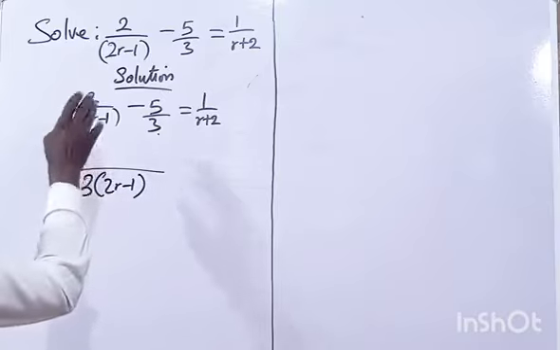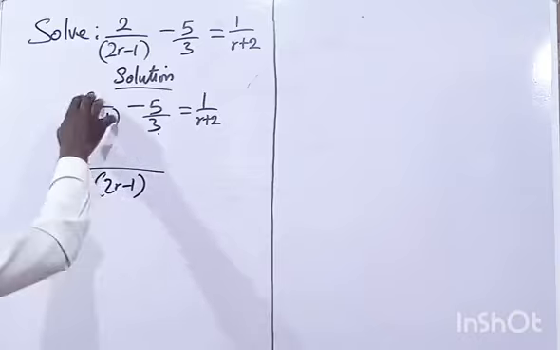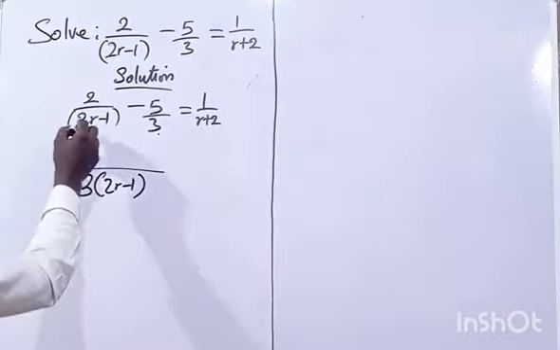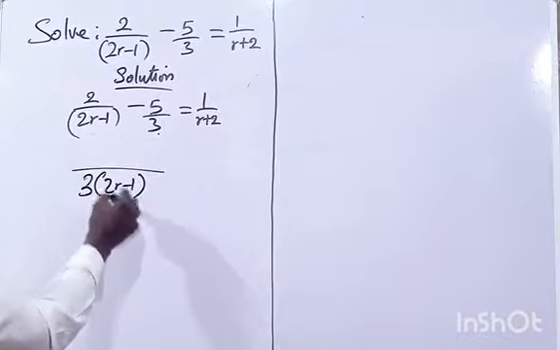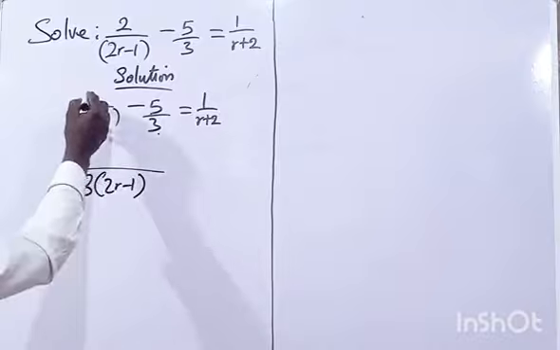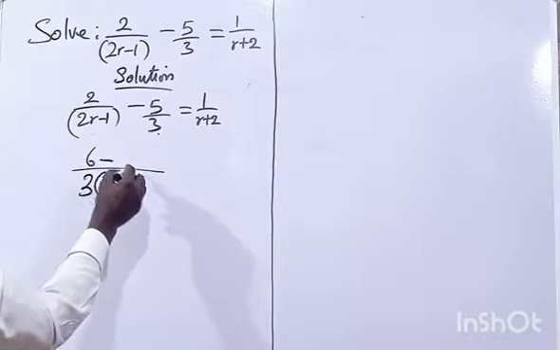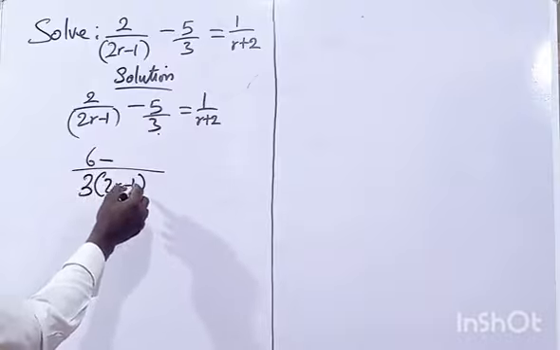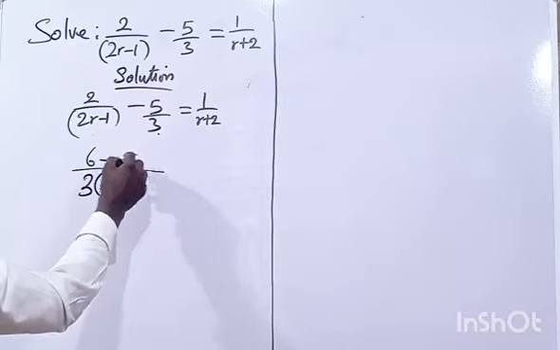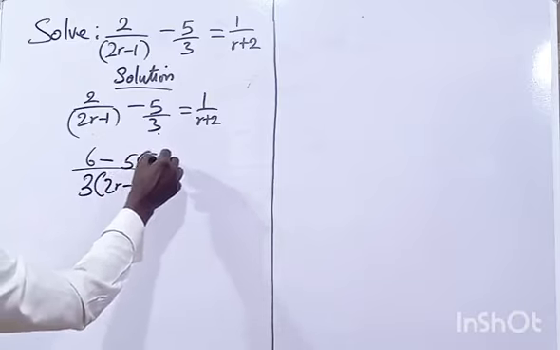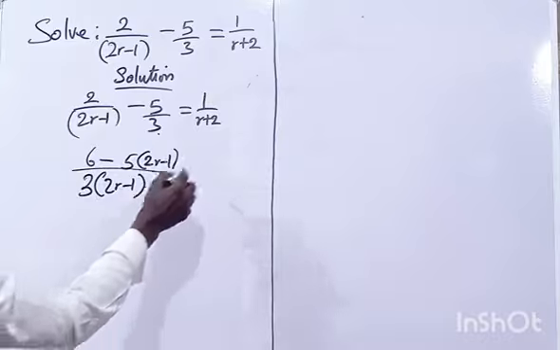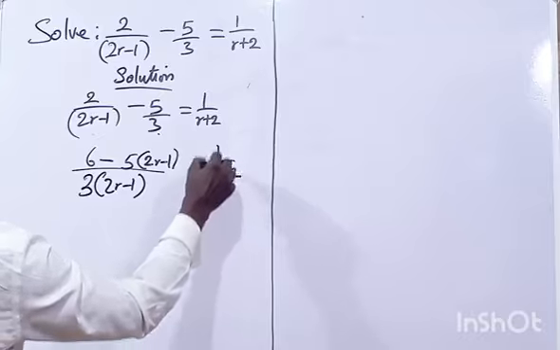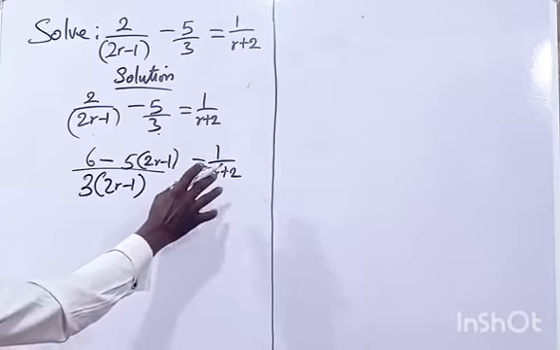divide this denominator with the LCM, multiplied by this. So like I said, this going to this, 2x minus 1 will cancel, only 3 will remain. So 3 times 2 will be 6, minus this going to this, 3 will cancel 3, 2x minus 1 will remain, times 5, which is 5 times 2x minus 1. You get it? All equal to 1 over x plus 2. We have not touched this part of the question.